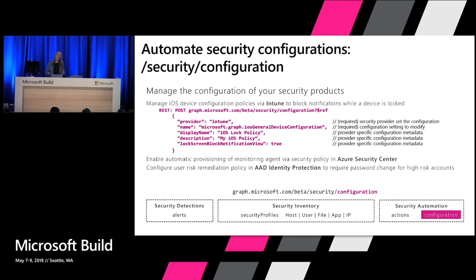So the last security API that we're going to talk about is configurations. Similar to actions, configurations can be invoked through the API to take action on security products, but there's one important difference. Configurations, unlike actions, don't apply to a specific inventory item. Configuration is a universal way to enforce or set security policies for the security product.